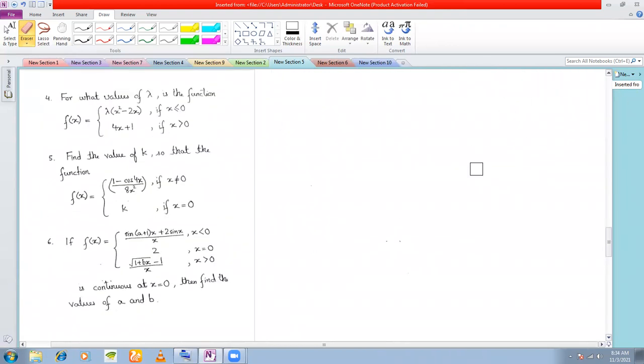Number 4. Question here is, for what value of lambda is the function fx is equal to this, something I have missed here, continuous at x is equal to 0. So it is given to you that the function is continuous at x is equal to 0, and with the help of this condition you have to find the value of lambda. So we proceed exactly similarly.